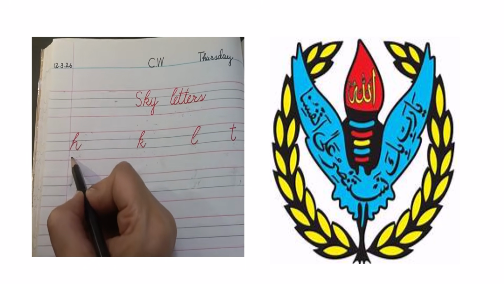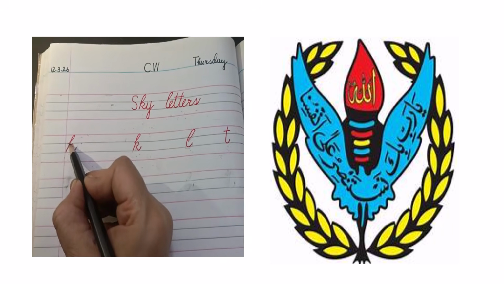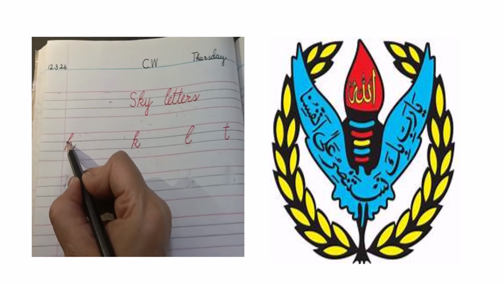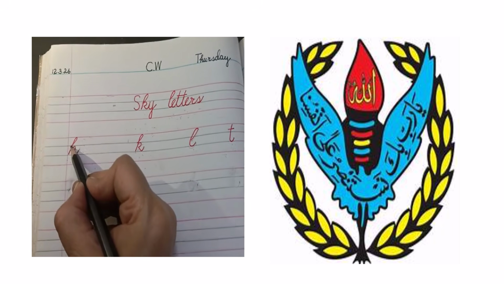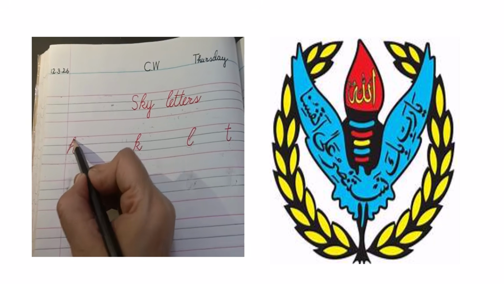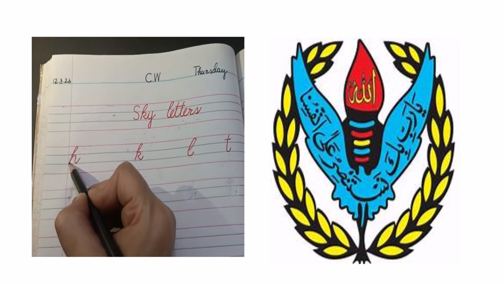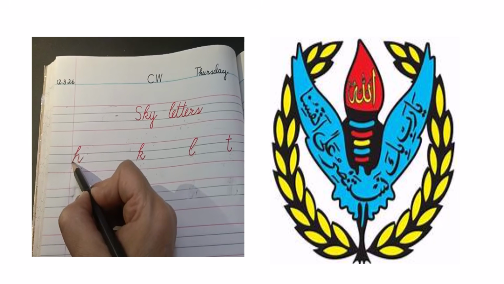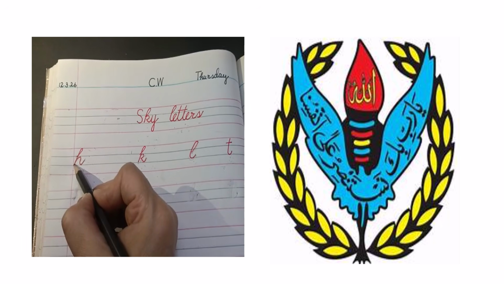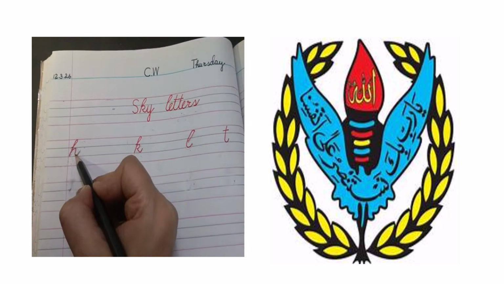Sky letter H. Start from the grass line. Go up to the skyline like this. Come down to the grass line like this. Make a small curve and humps to the grass line like this.